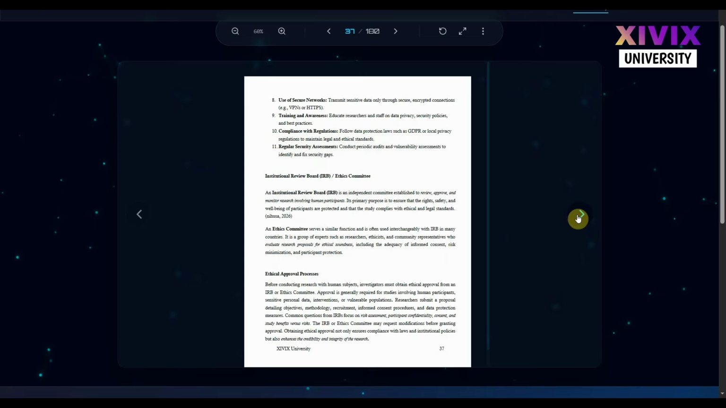The 10th one is compliance and regulations. And in this case, you have to follow the data protection laws such as GDPR and the local privacy regulations. Here in Sri Lanka, we have to adhere to the PDPA, also known as the Personal Data Protection Act. And next we have the IRB, also known as the Institutional Review Board. Also, in some countries, they call this an Ethics Committee. IRB is an independent committee established to review, approve, and monitor research involving human participants. This committee is basically made up of researchers, ethicists, and other community representatives.